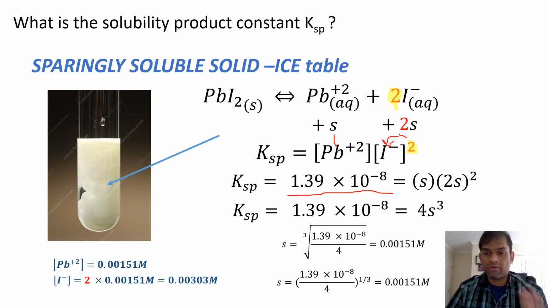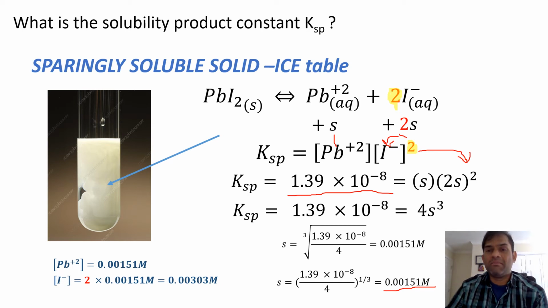Plugging that in, here's the Ksp constant that I got from the book at 25 degrees. And so plugging those values in, we have 4S³: S for Pb²⁺, 2S for I⁻. We square it, excuse me, once again, because that is the definition of the law of mass action. And now solving for S here, we get this concentration of 0.00151 as our solubility S. So the solubility S for lead is 0.00151.